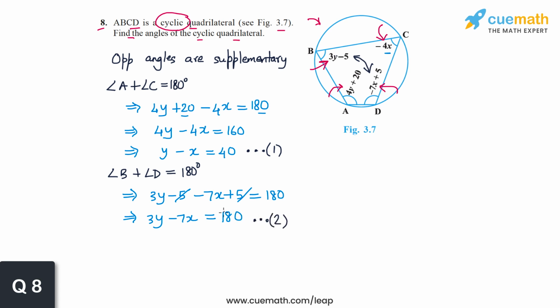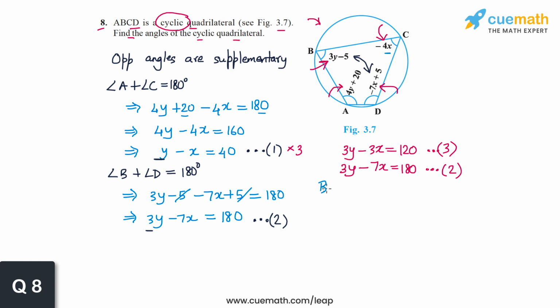And I will solve this pair of equations using elimination. So I have the coefficient of y as 1 in the first equation and 3 in the second equation. So let's multiply the first equation by 3. So that will turn it into 3y minus 3x equal to 120. And let's call this equation 3. And then equation 2, let me rewrite it here. 3y minus 7x is equal to 180. This is equation 2. Now if I subtract these two equations, the y term will get eliminated.